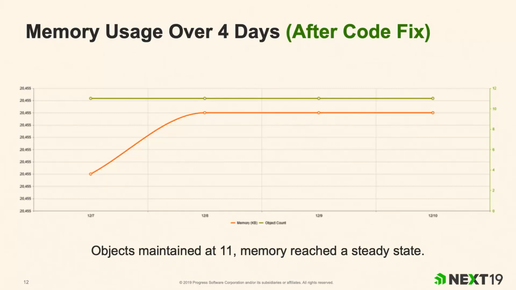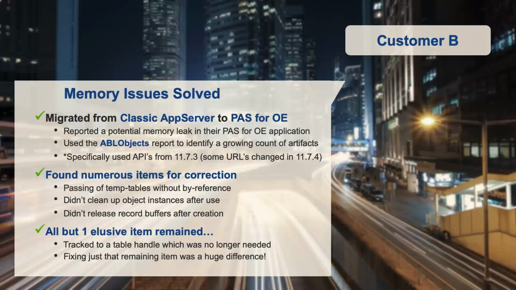So just fixing one leaking handle solved their issue. And again, running for 4 days on this test, we hit a stable memory state. Customer B, another migration, so from classic app server to PAS4OE.